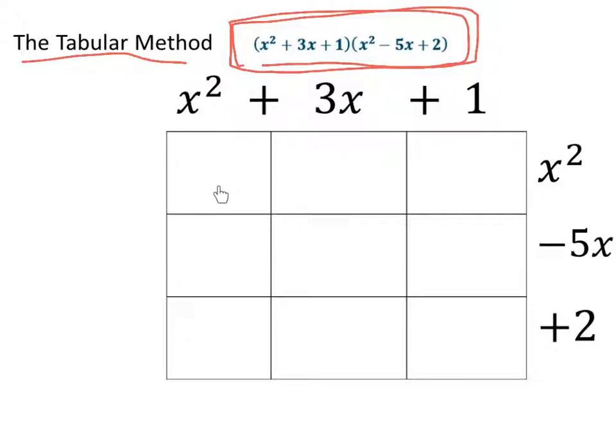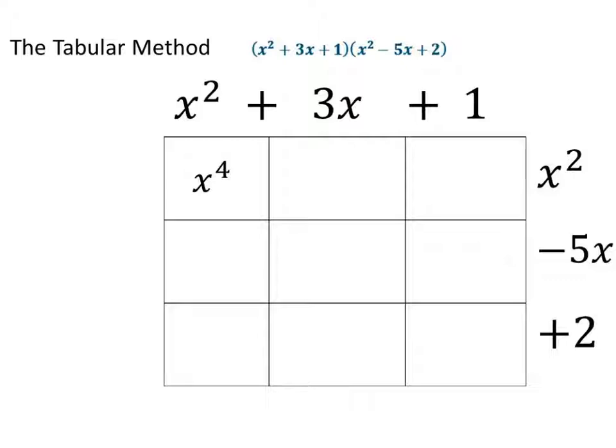So for example, the first term of the first expression, coming to the top left box in this table, will be x squared times x squared. Now you have to remember from basic algebra 1 that if we multiply x squared by x squared, you add the exponents together. So it will be x to the 4th. That's why x to the 4th is going to come into this box over here.